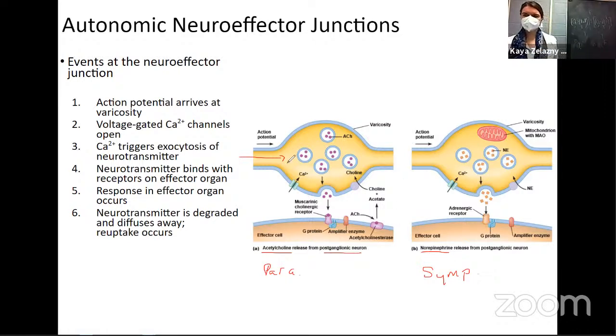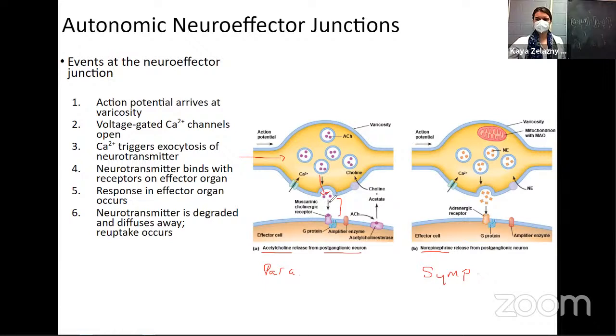Our action potential is coming down, opens those voltage gated calcium channels, just like we saw in our synapses in the brain. That calcium triggers the release of our neurotransmitter from the vesicles. So then that neurotransmitter is crossing over the space. Before we called this place a synaptic cleft. Now it's not a really discrete cleft. There's a bit more space here. They're a bit farther apart, but the same type of thing is happening.